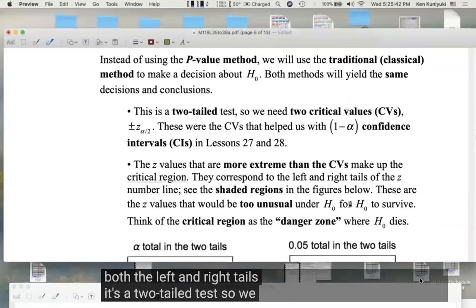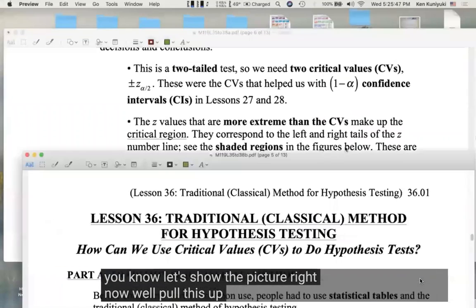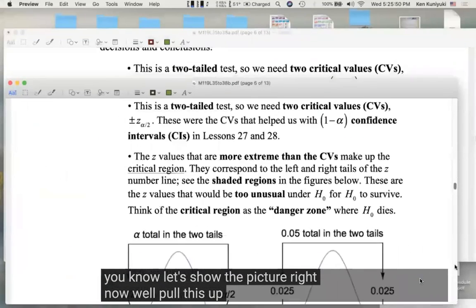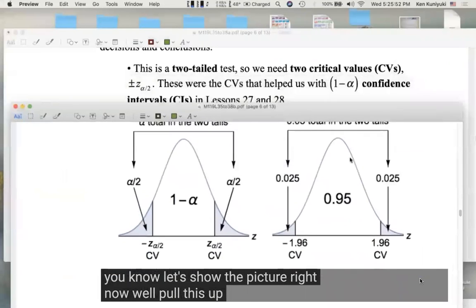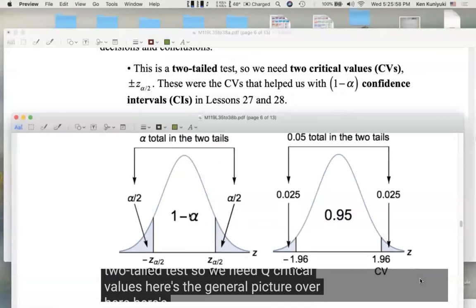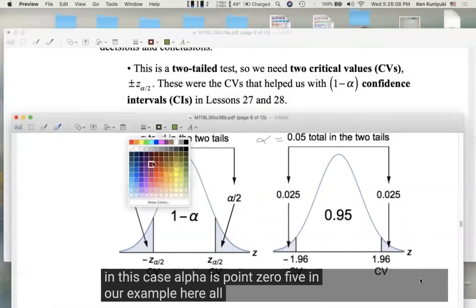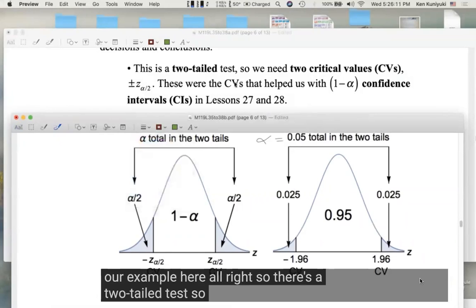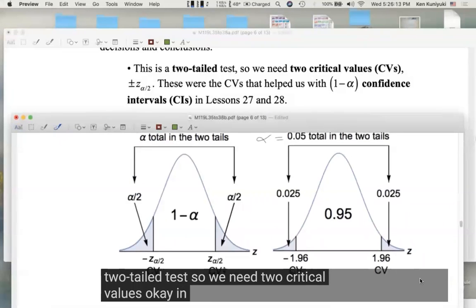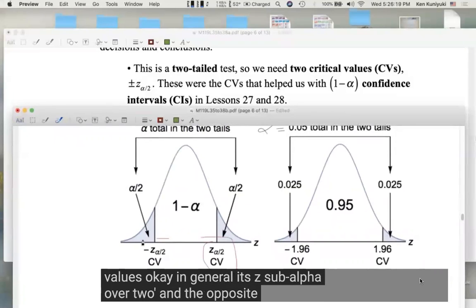It's a two-tailed test, so we need two critical values. Let's show the picture right now. Well, I'll pull this up. This is a two-tailed test, so we need two critical values. Here's the general picture over here. Here's the picture that's relevant in this case. Alpha is 0.05 in our example here. In general, it's z sub alpha over 2 and the opposite.